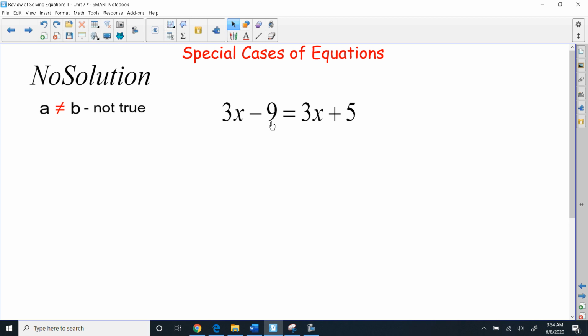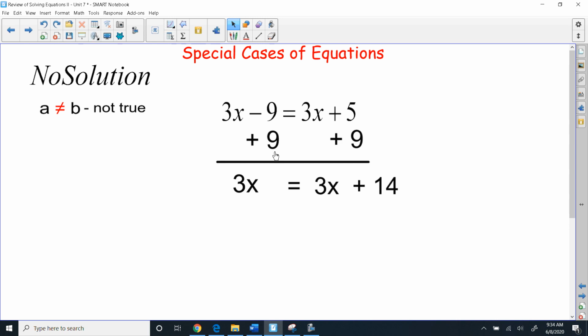So let's do what we normally do. Bring the 9 to the other side. So the opposite of minus 9 would be plus 9. So we would add 9 to both sides. That way the 9's will cancel out, leaving us with just the 3x equal, because the 9's canceled out. Bring down this 3x. We have a plus 5 plus 9, is plus 14 altogether.